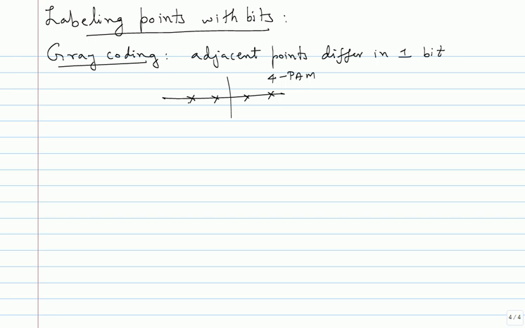So you can't do sequential. That's the only thing you can't do. You can't do 00, 01, 10, 11, because 01 and 10 differ in two places. So all you have to do is 00, 01, 11, 10. It's a small change to it.